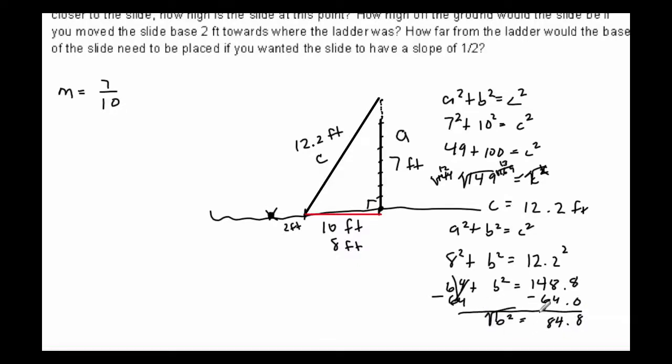Okay, we need to get the b by itself, so I'm going to do the opposite of squaring, which is square root. So b will equal the square root of 84.8, which I know is between the square root of 81 and the square root of 100, because I don't have a square root symbol on my calculator. So I know that's 9, that's 10, and this is really close to 81, so I'm going to call it about 9.2. So the ladder is about 9.2 feet now.